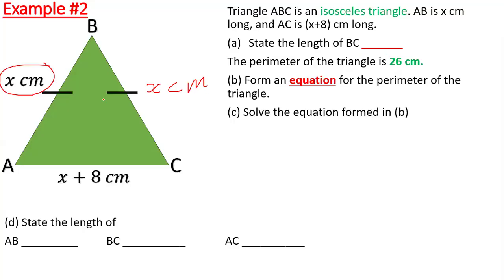Okay, now, so we have x centimeters. So the answer is going to be x centimeters. Now the perimeter of the triangle is 26 centimeters. That's what the perimeter is. Form an equation for the perimeter of the triangle. So the equation for the perimeter is going to be what?